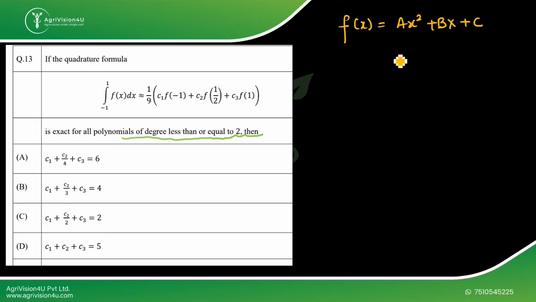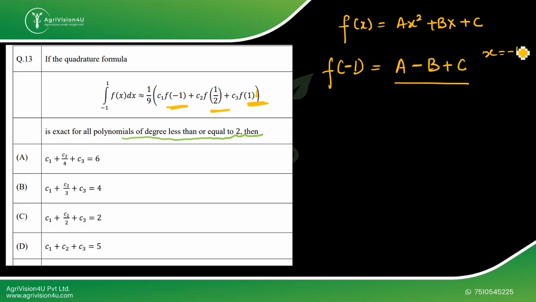Then what you can do? You can put the values of x, right? You can put the values of x as 1, 1 by 2, and minus 1, and you can calculate the values of the particular function. For example, if I put the value x equals minus 1, what I will get? I will get a, minus 1 square will be 1, and plus b into minus 1, it will be minus b plus c. So this is what I'm getting after putting x equals minus 1.